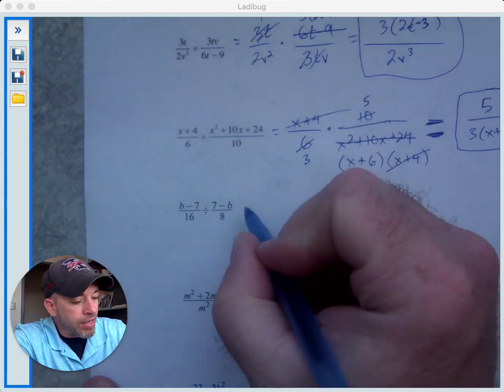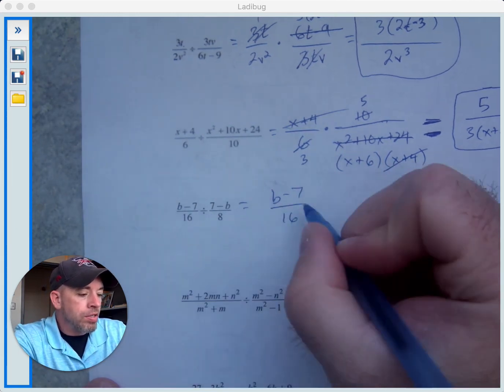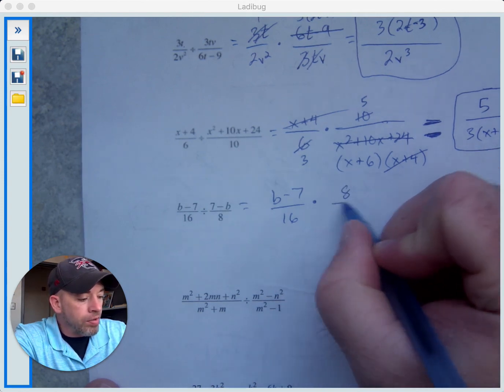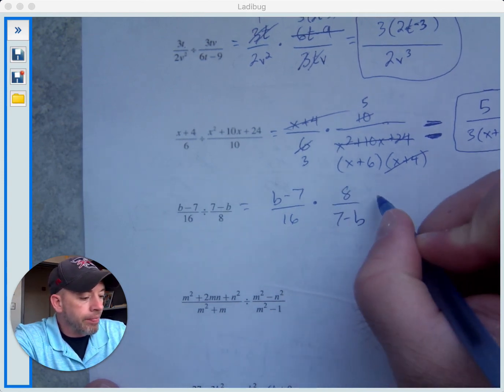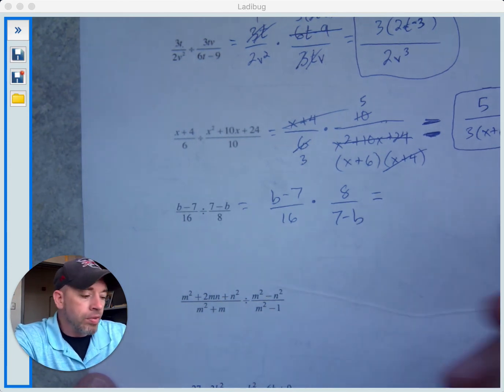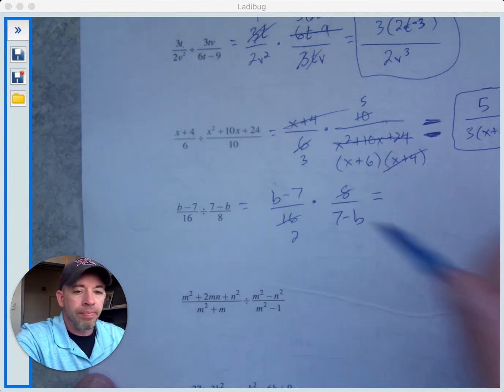Keep the first fraction, right? b minus 7 over 16. Change division to multiplication. Flip the second fraction. 8 over 7 minus b. Okay, so you hopefully recognize right away the 8 will go into 16 twice, right?